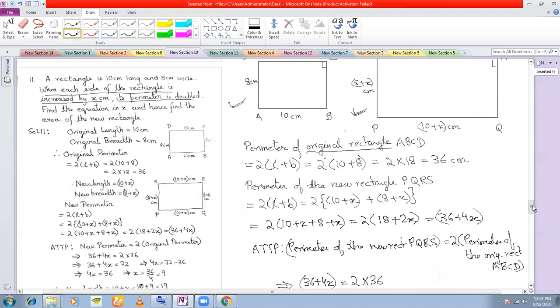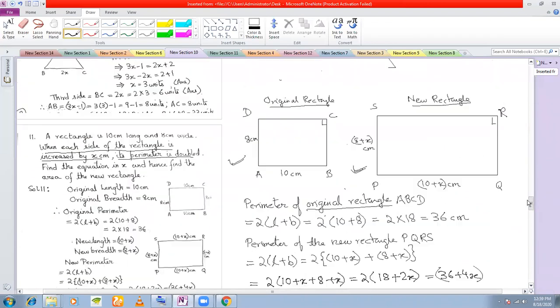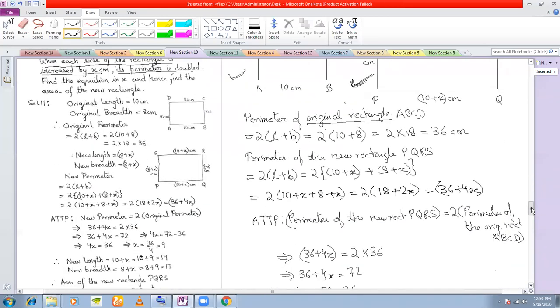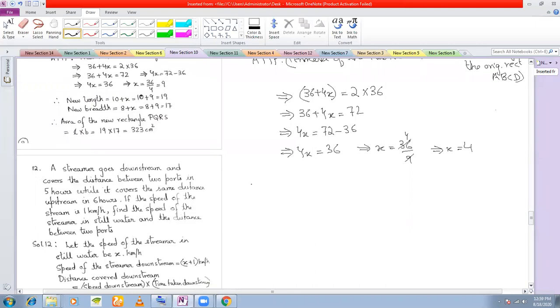What is the question here? Find the area of the new rectangle. Area of the new rectangle means area of this rectangle, PQRS. So first of all, let us find the new length. Length of the new rectangle PQRS. What is the length? 10 plus x. And x we have found to be 4. So it becomes 14 centimeters.